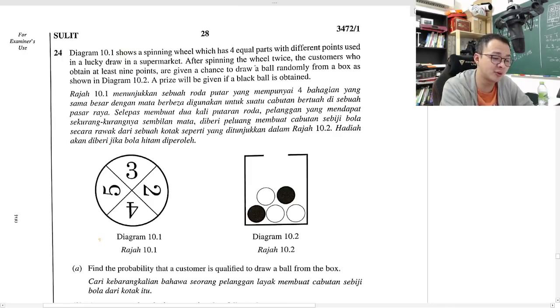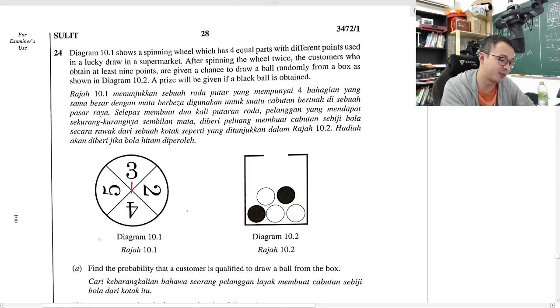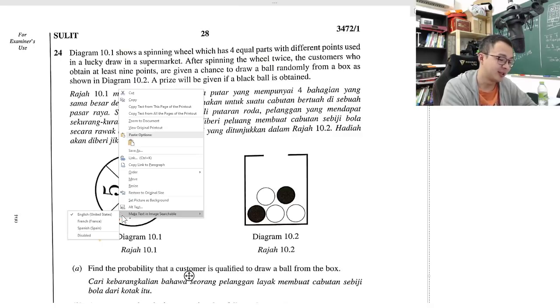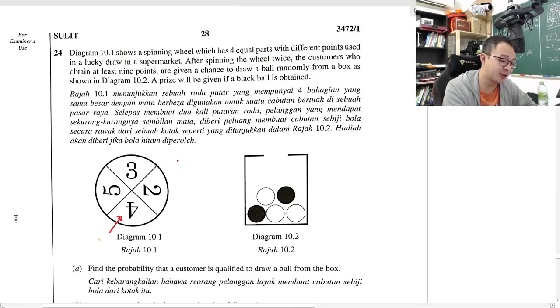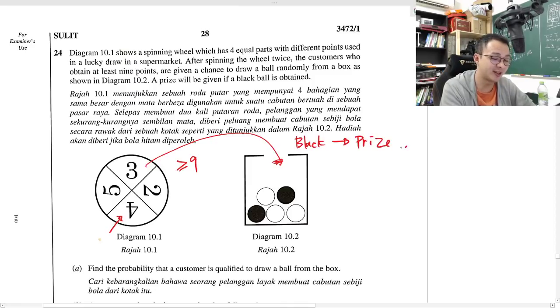After spinning the wheel twice, a customer who obtains at least 9 points is given the chance to draw a ball randomly from the box as shown in 10.2. A prize will be given if the black ball is obtained. So if you spin this wheel, and you get at least 9, you get a chance to draw 1 ball from the box. And if you get the black one, you will get a prize. This is what the question says.